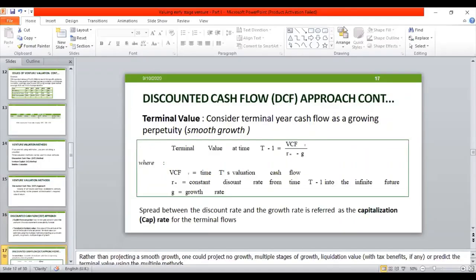So this is the formula to calculate the terminal value. If we are assuming the cash flows will grow at a constant growth rate, then those type of cash flows are considered as a growing perpetuity. So how do we calculate the present value of growing perpetuity? We take the cash flow and divide it by the required rate of return minus the growth rate. And this spread between the discount rate and the growth rate is referred to as capitalization rate.